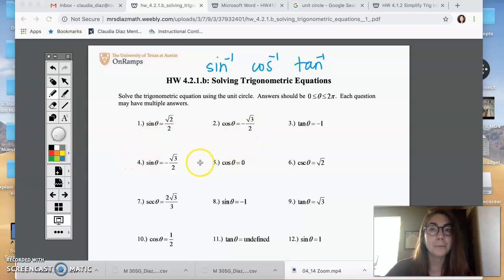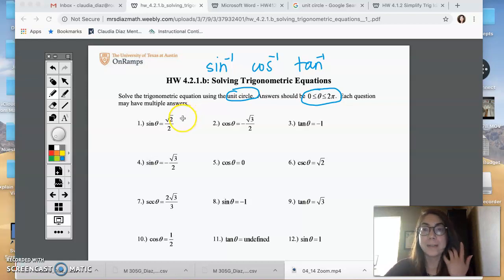So in these examples, we are going to read the instructions: solve the trigonometric equations using the unit circle. Answers should be between 0 and 2 pi. And look at that, we can equal 0, we can equal 2 pi, so we are in radians. Each question may have multiple answers. So this is when I said we are not restricting the domain because we do not have that inverse symbol.